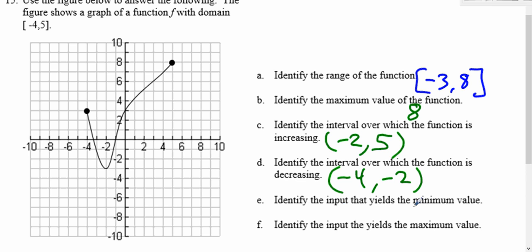The input that yields the minimum value. So find the minimum. It's the bottom of that curve. It's the lowest point of the entire graph. And it wants the input for it, which is the x value, which is -2. If it just said find the minimum value, it would be -3 because that's how low it goes. But the input is -2.